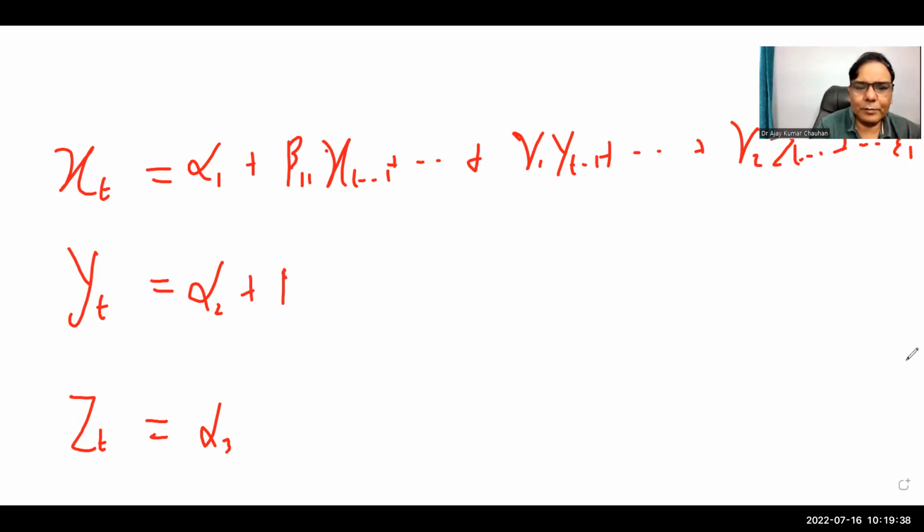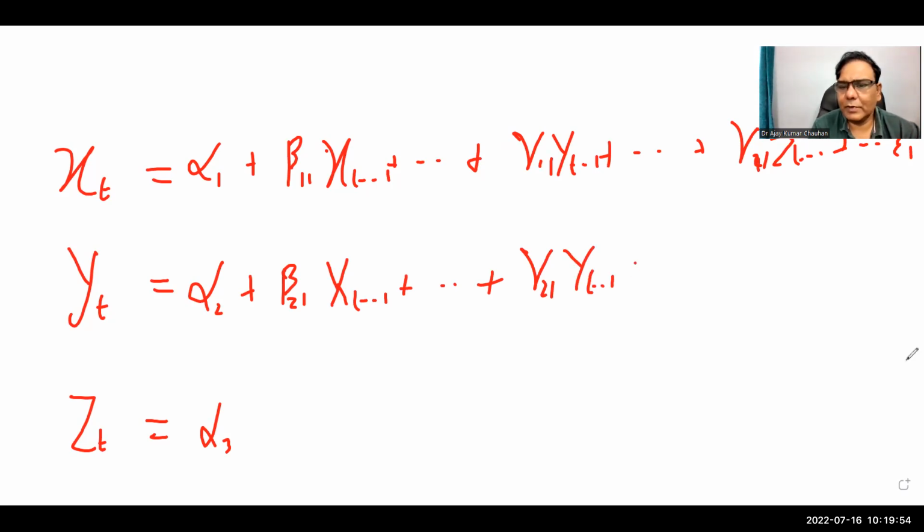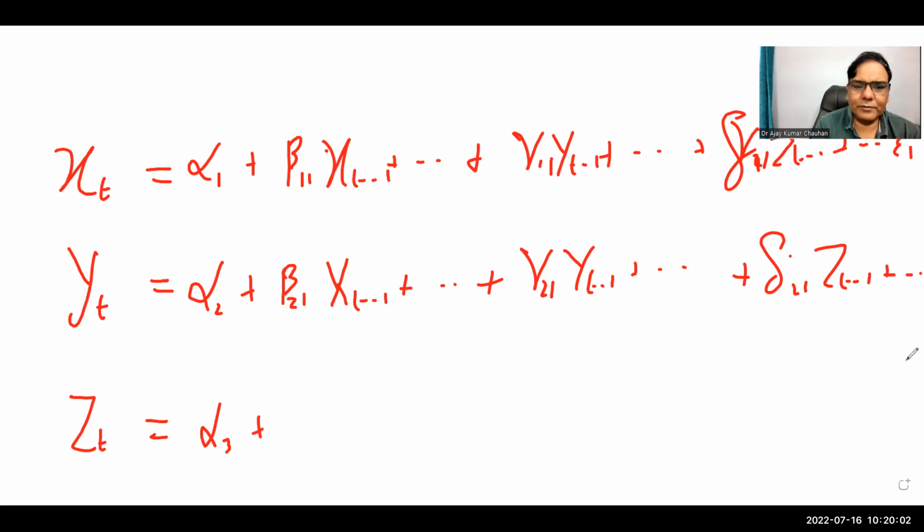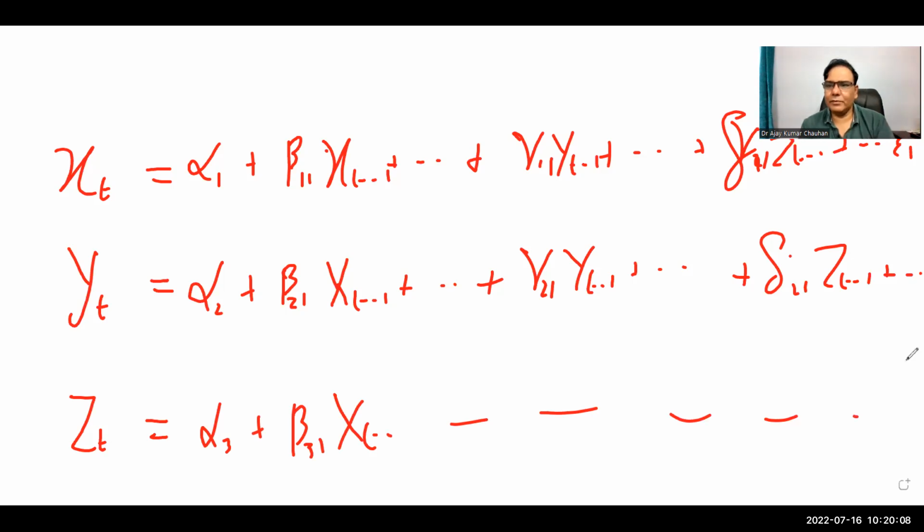Similarly, beta 2,1, then xt minus 1 and so on. Then gamma 2,1, yt minus 1 and so on. Plus, suppose this is delta 2,1, zt minus 1 and so on. Similarly, we can write beta 3,1, xt minus 1 and so on. So in this way, there are three equations. These three equations can be converted into matrix algebra.